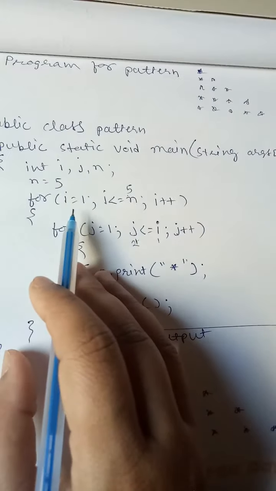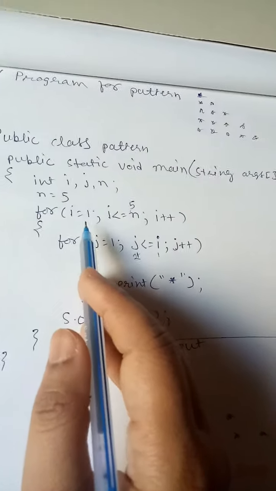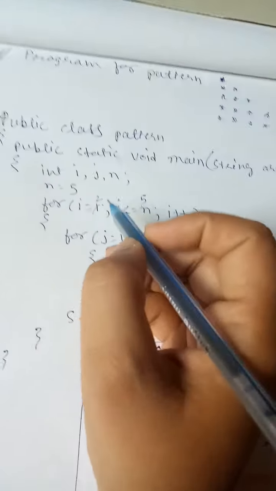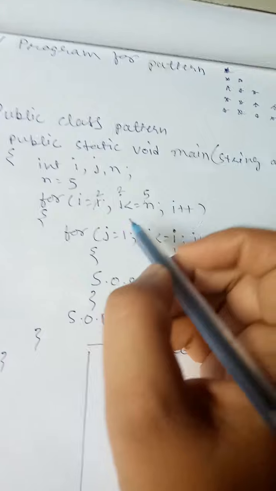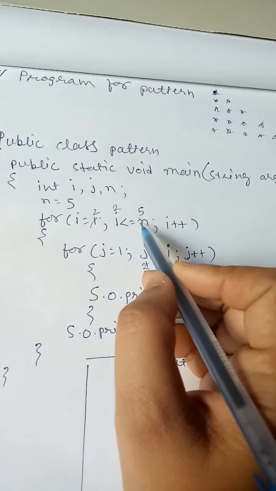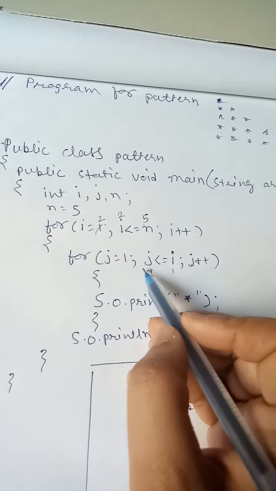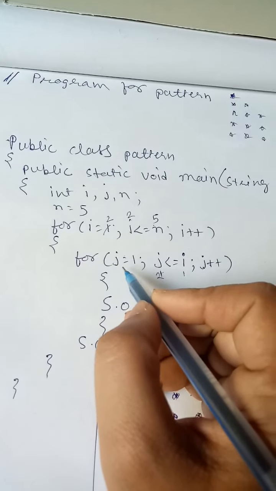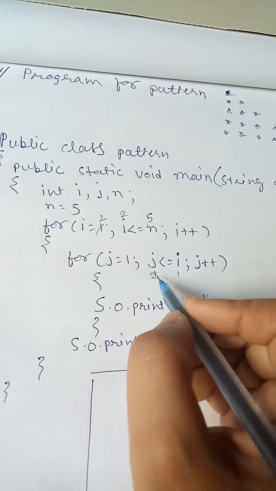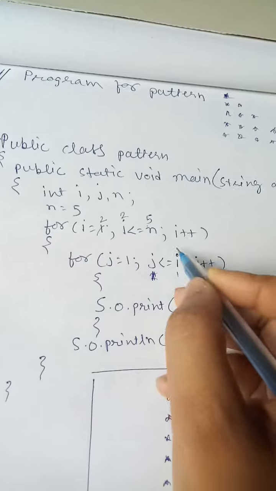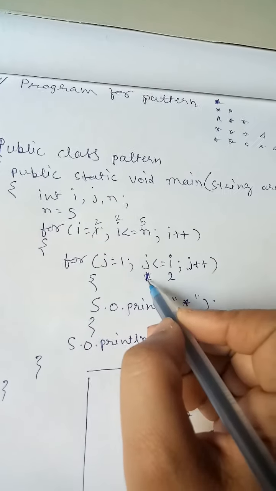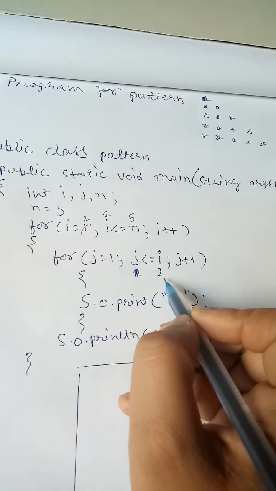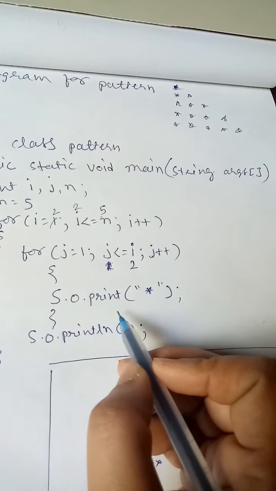Again now the value of i has updated, and it becomes 2 now. So we will check whether 2 is less than or equal to 5 or not. The condition is true, so again we will move to the next loop. Here again our j loop will start from 1, and the value of i is 2. So we will check 1 is less than or equal to 2. Yes, the condition is true, so we will move to the SOP line.